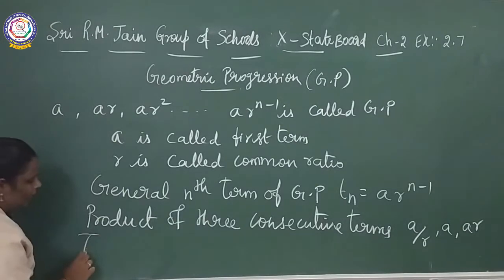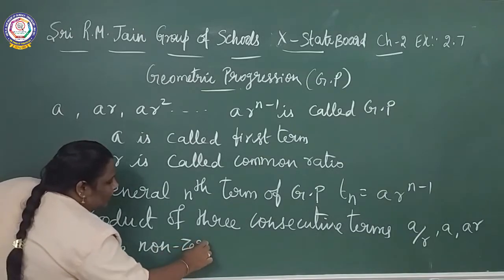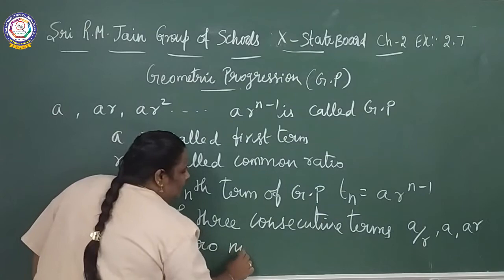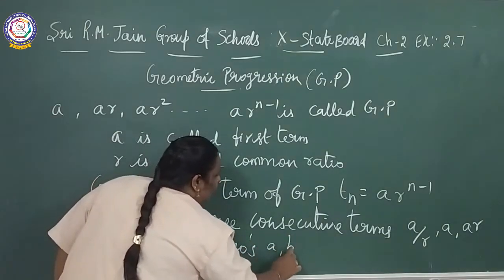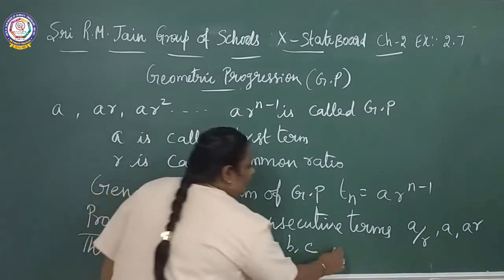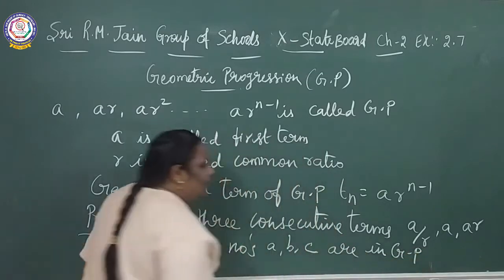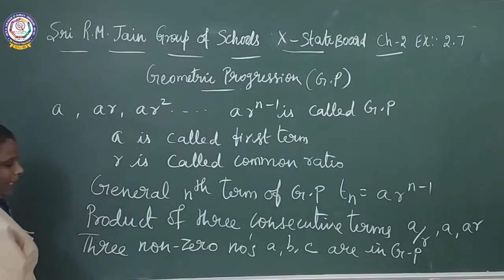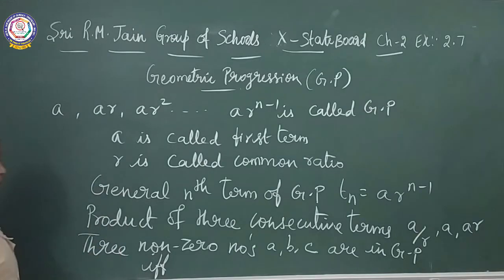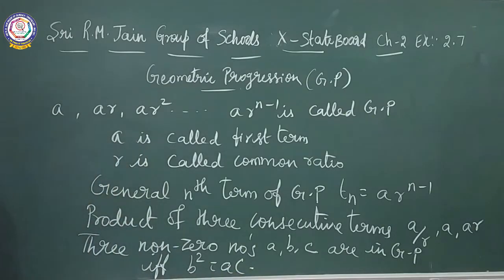3 non-zero numbers A, B, C are in GP if and only if B square equals AC.